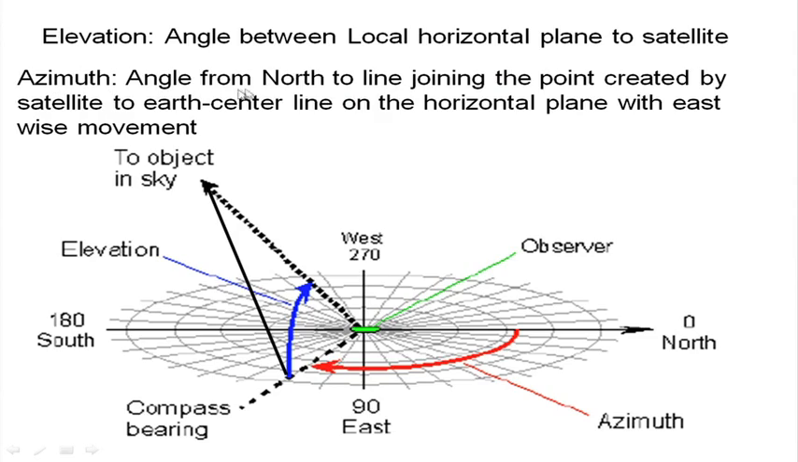So, let us do the spherical geometry calculation. Here again, azimuth is the angle from the north to the line joining the point created by the satellite to the Earth center line on the horizontal plane, with eastwise movement. I have explained this one.